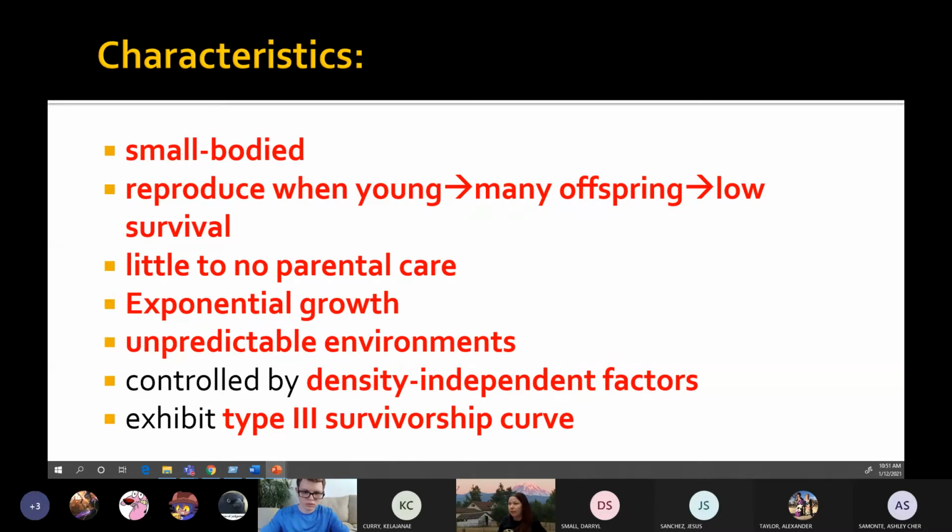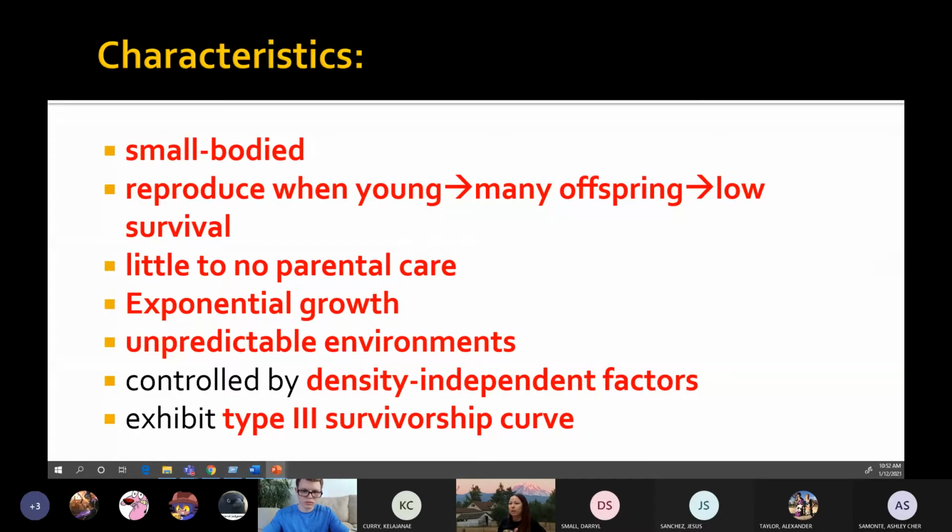Little to no parental care, so you don't have mama and daddy fruit flies taking care of their kids for years to come. You have exponential growth. I always think of mosquitoes here. The second there's a body of water around, they exponentially grow. And then unpredictable environments controlled by what are called density independent factors. Those are things in the environment that have nothing to do with how many organisms are there or not.